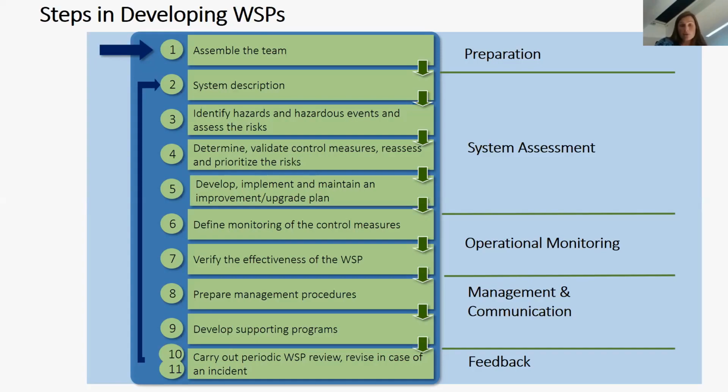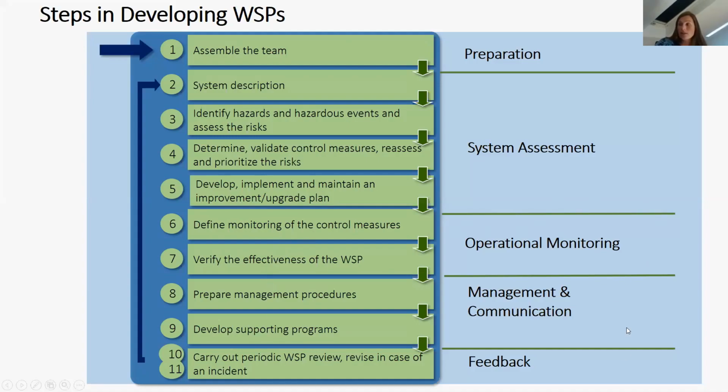So the next step is to determine and validate the control measures and prioritize the risks. Maybe some of them are not likely to happen, so I should not worry about them on the short scale, but only maybe in the long term. Finally, develop, implement and maintain an improvement and upgrade plan. Then going later into the operational monitoring of the system, where we can monitor those control measures and verify their effectiveness.